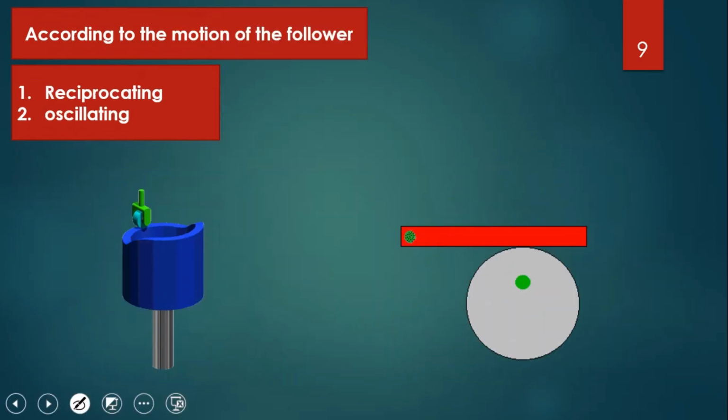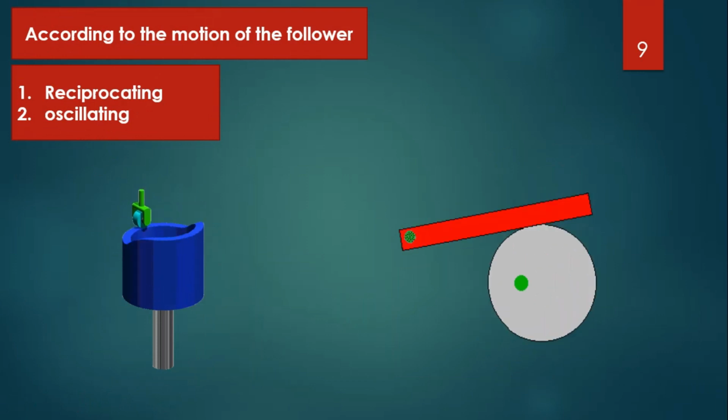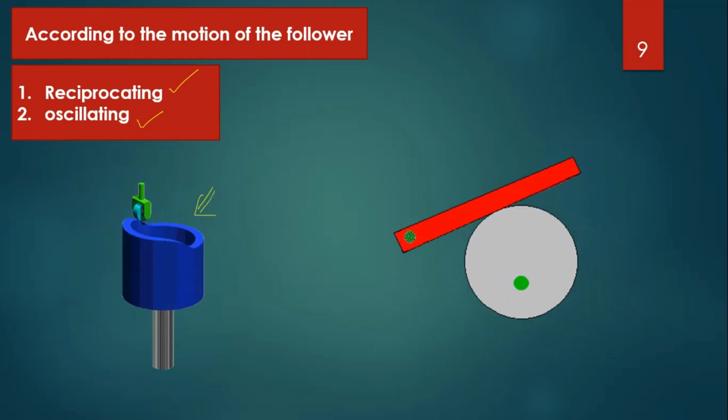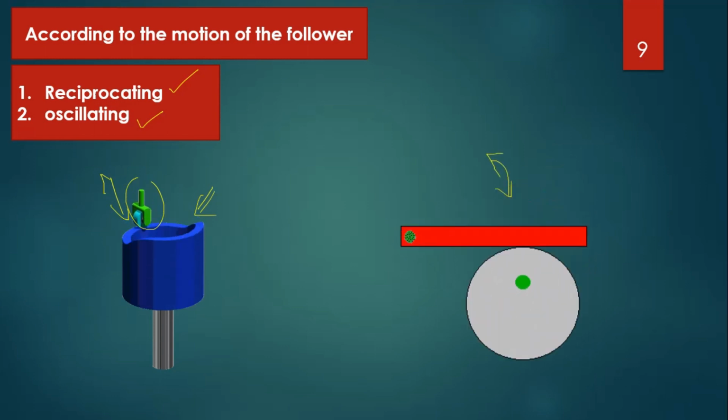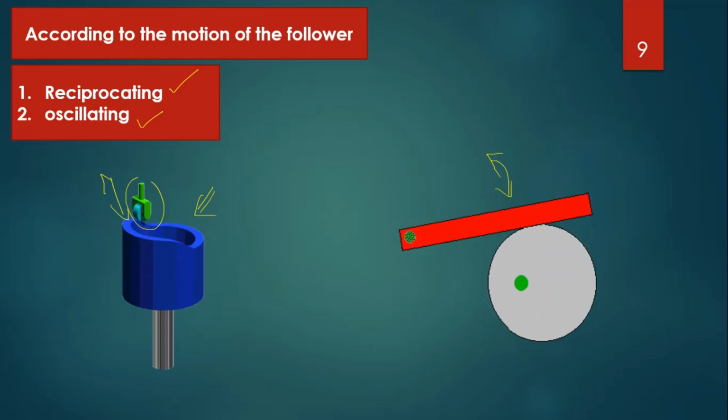And the next category is according to the motion of the follower. Two types of motions are there. One is reciprocating motion, another one is oscillating motion, and this is reciprocating motion, when the follower reciprocates in guides as the cam rotates uniformly, right? See here the follower reciprocates up and down, whereas here the follower oscillates, right? Front and back, when the uniform velocity motion of the cam is converted into predetermined oscillatory motion of the follower, right? So this is called the oscillating follower, right?